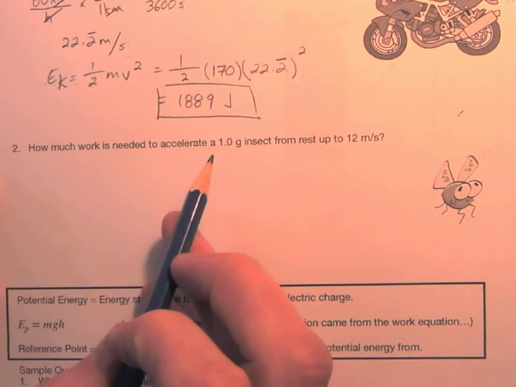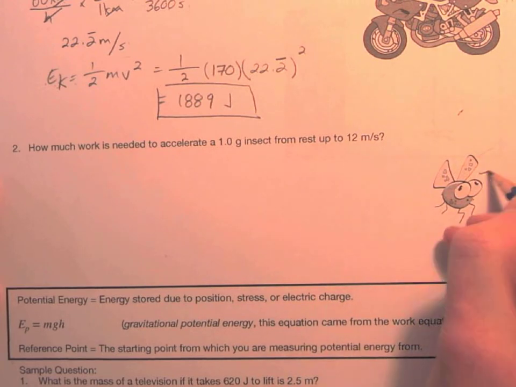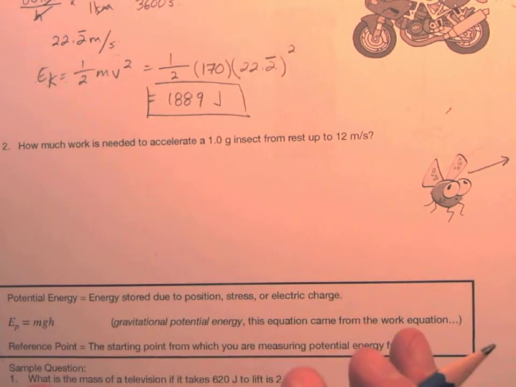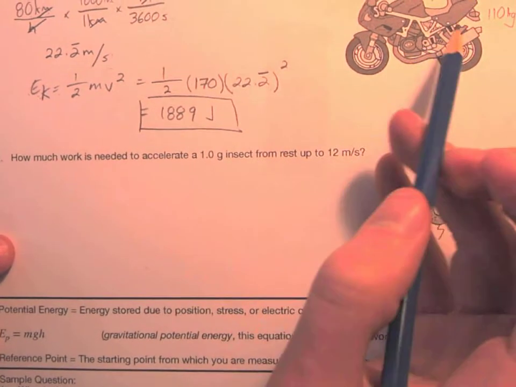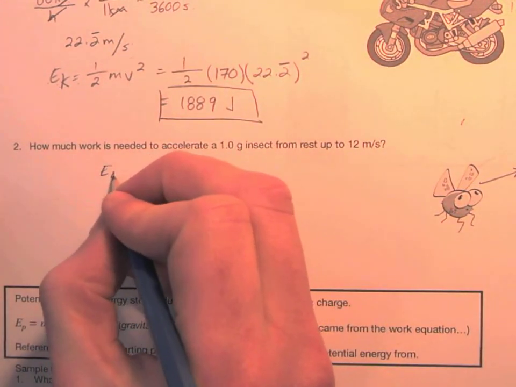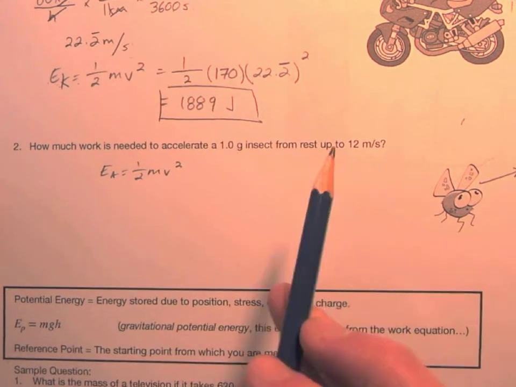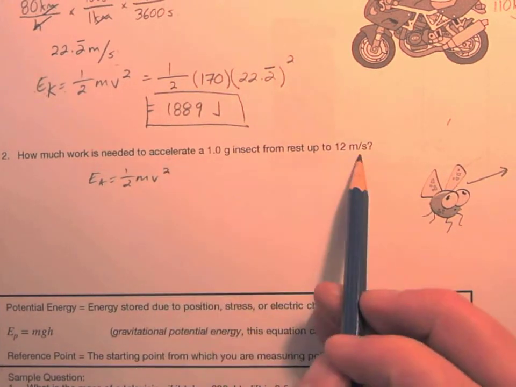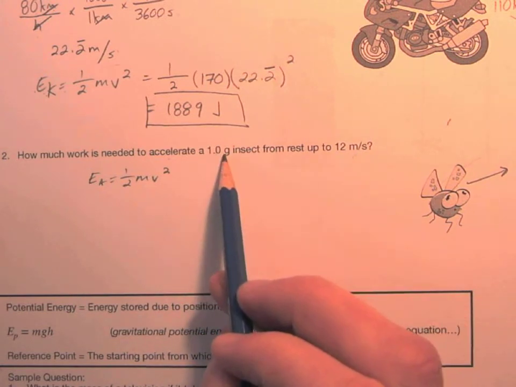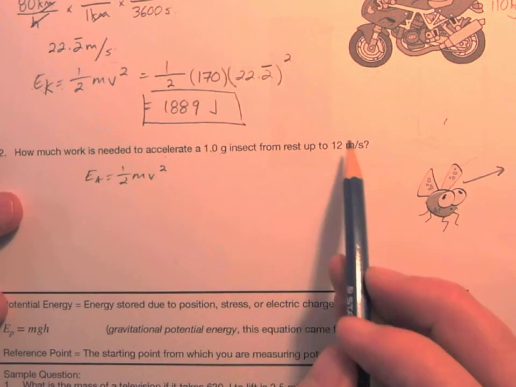How much work is needed to accelerate a 1 gram bug from rest to 12 meters per second? Now we're going to look at a smaller dimension than big vehicles. So we know EK is half mv squared. If you notice, it says accelerate, but there's no acceleration in the question. That's a velocity, that's a mass. We just know it's accelerating, but all we need is the final speed.